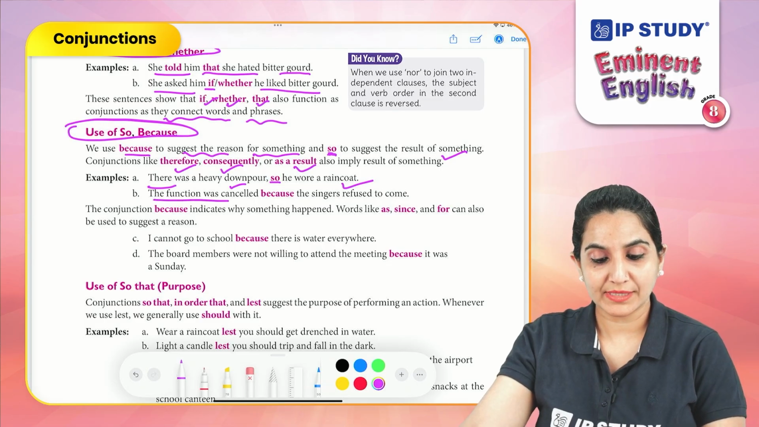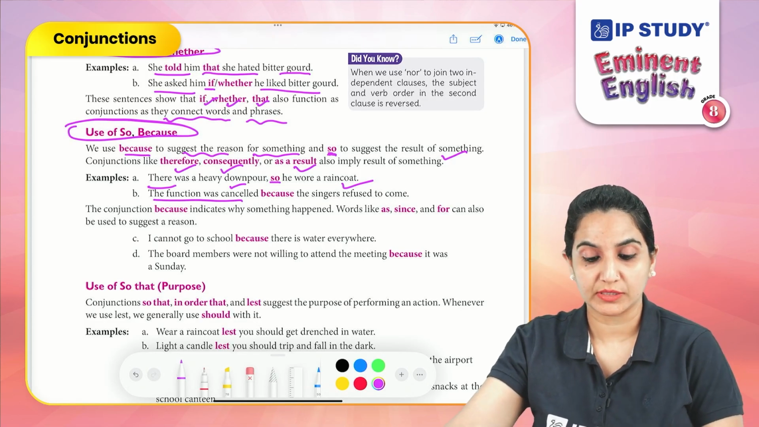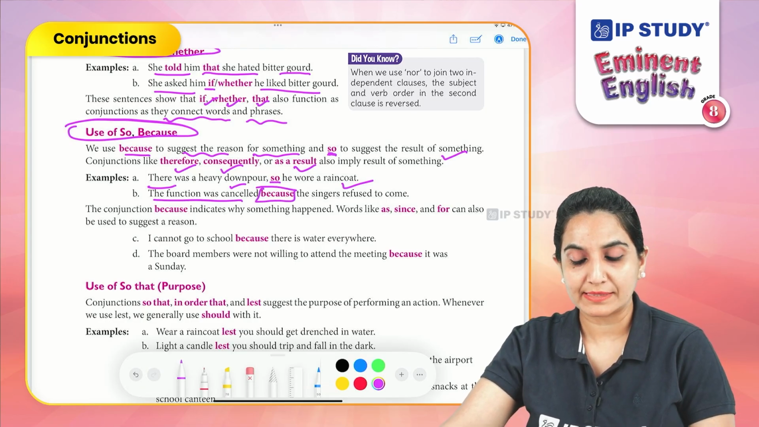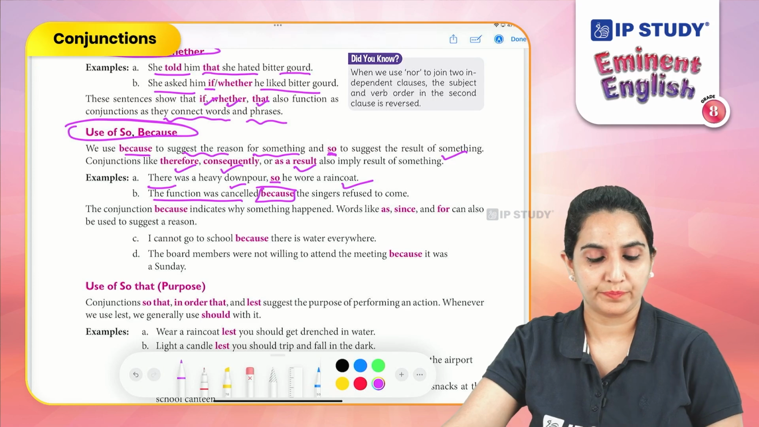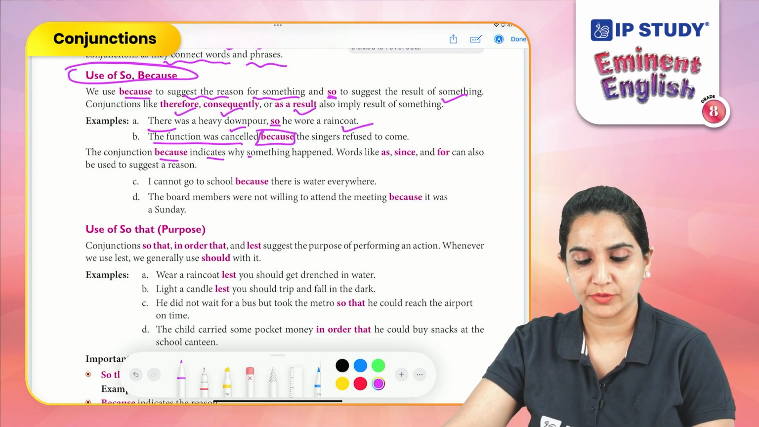The function was cancelled. We want to know the reason here. Now when we add the reason, we use the conjunction because. The function was cancelled because the singers refused to come. The conjunction because indicates why something happened.